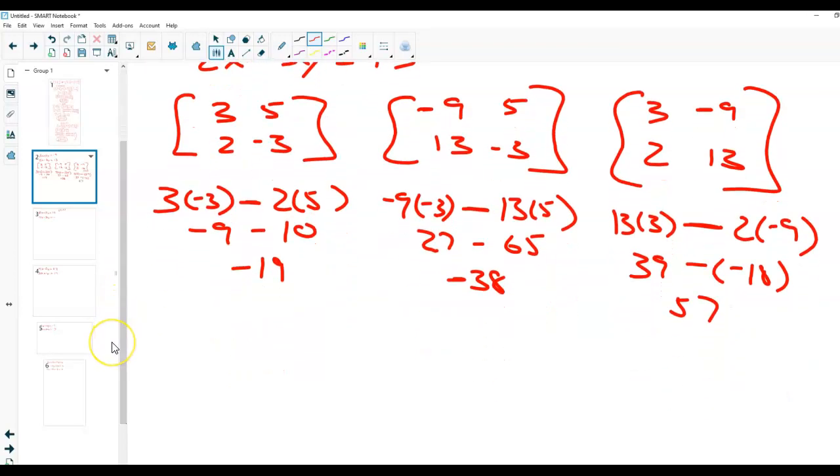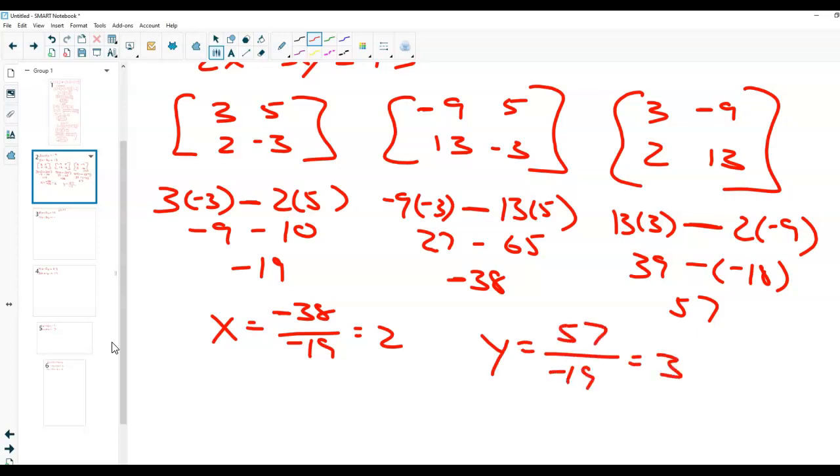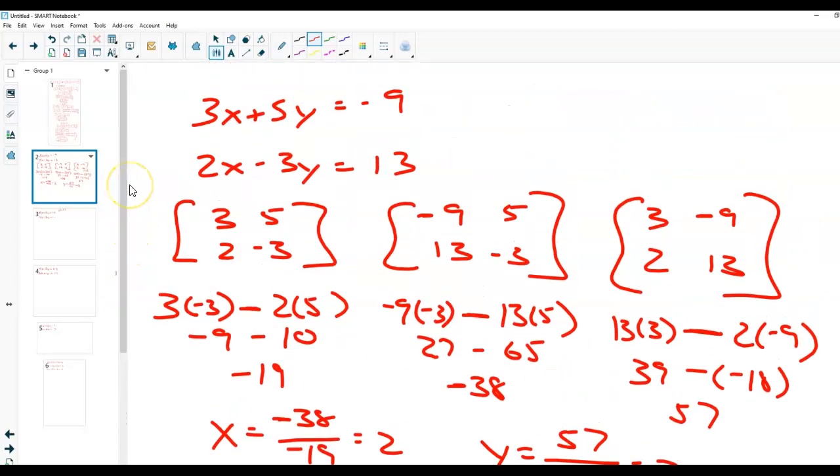And now our x value, negative 38 over negative 19 is 2. Y, 57 over negative 19 is negative 3. So that's your answer, 2, negative 3.